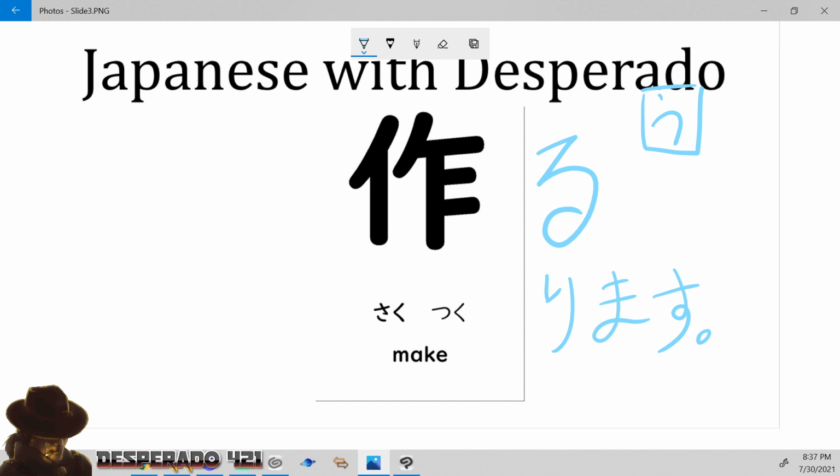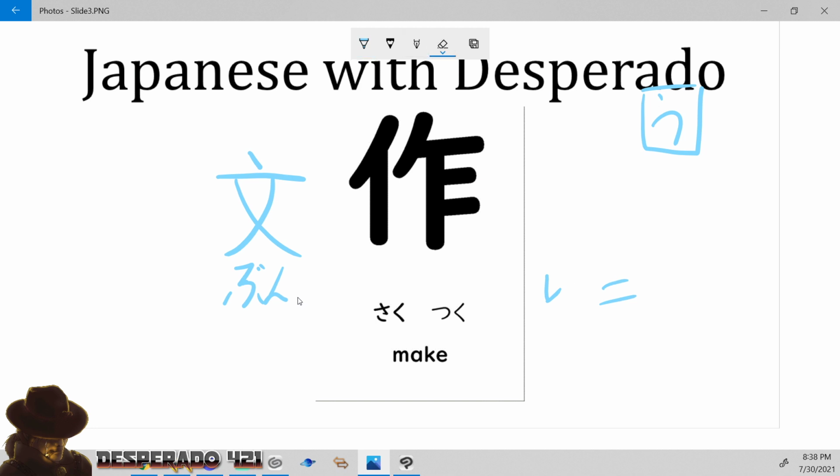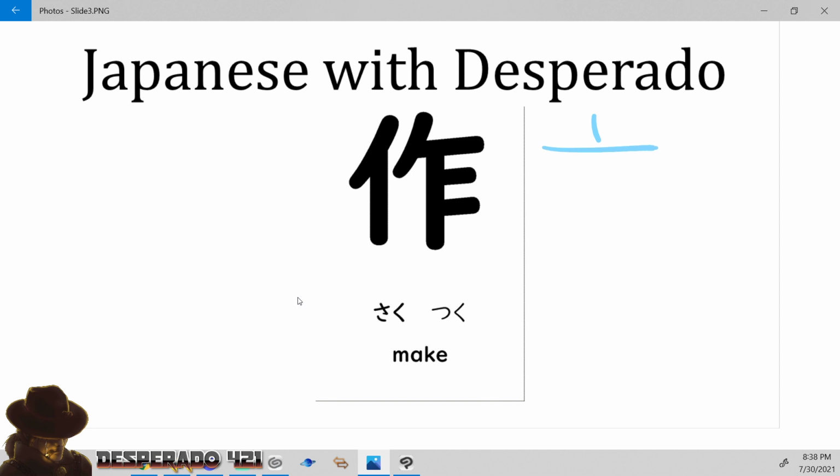So, another one is saku. We learned another character a while back, and this one was bun, and usually this is used for sentences or whatnot. So, this sakubun here. Let me erase this real quick so I can put this in here like that. So you have sakubun. These two basically mean research paper.